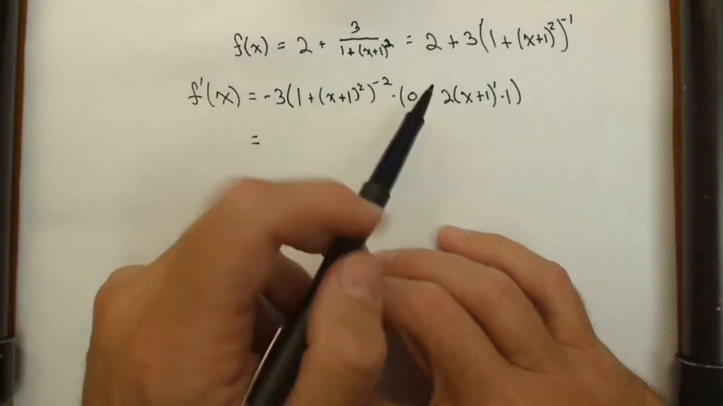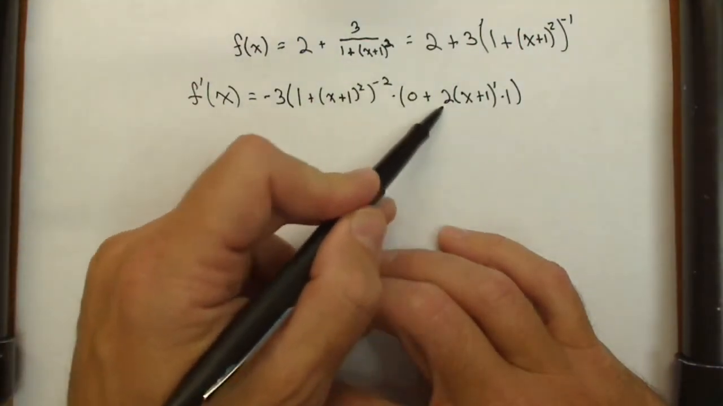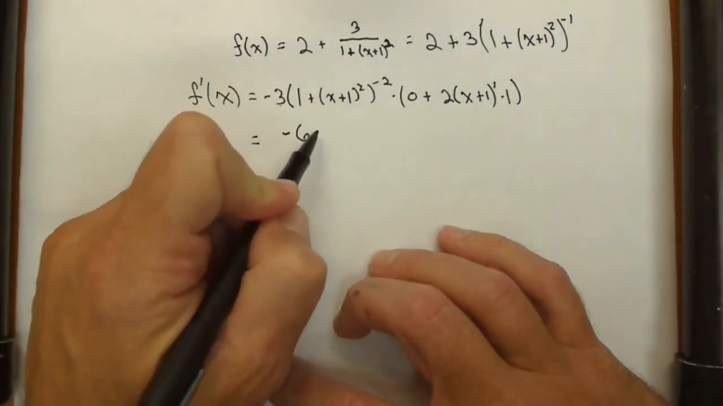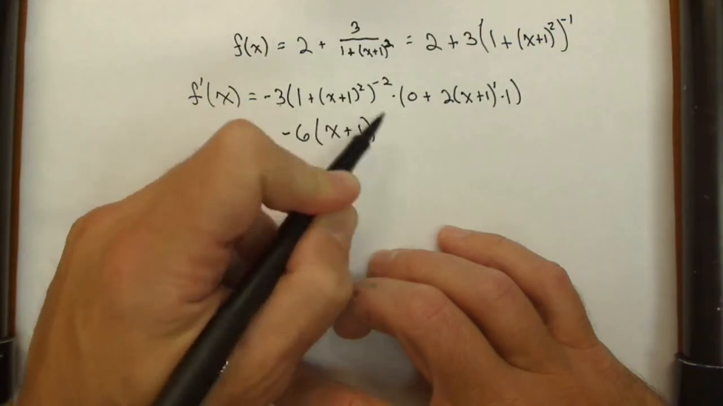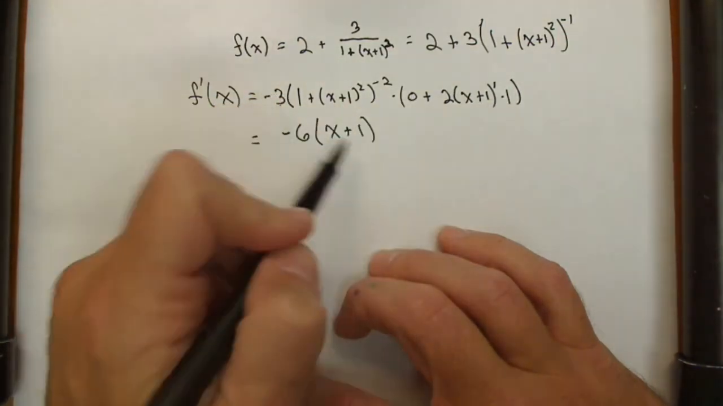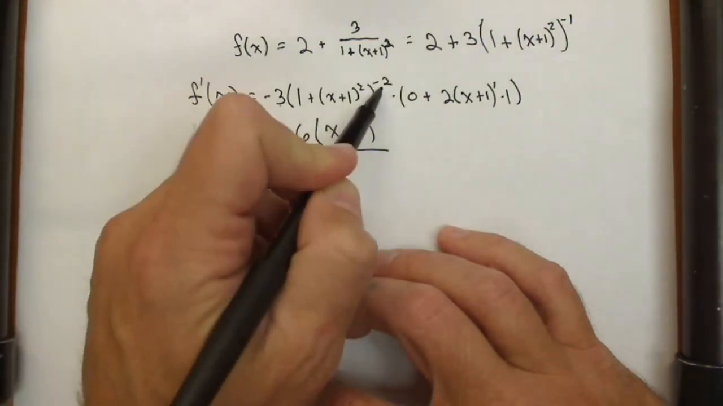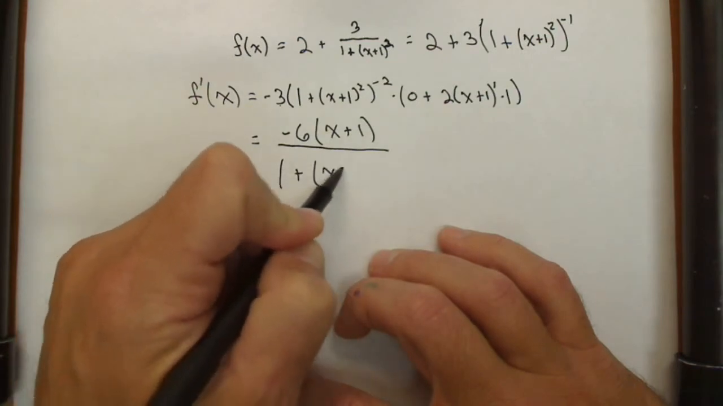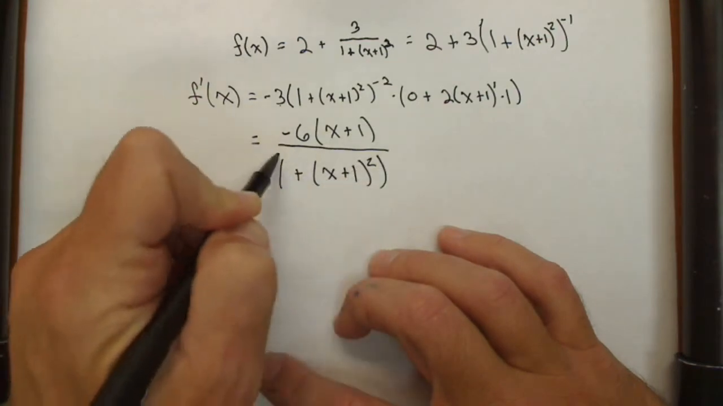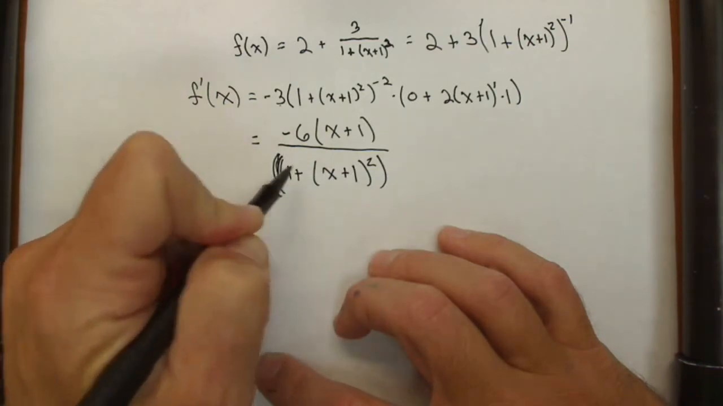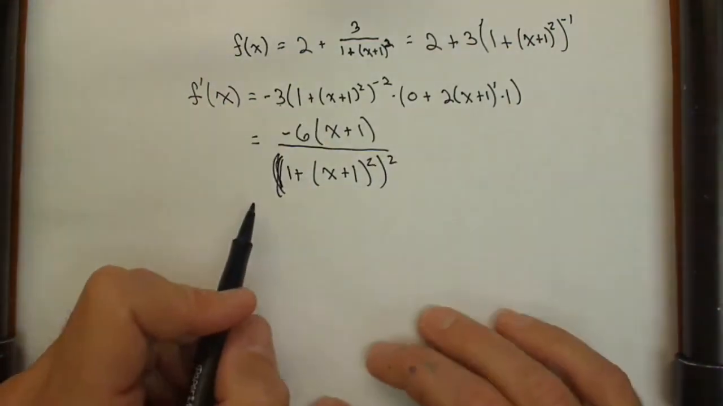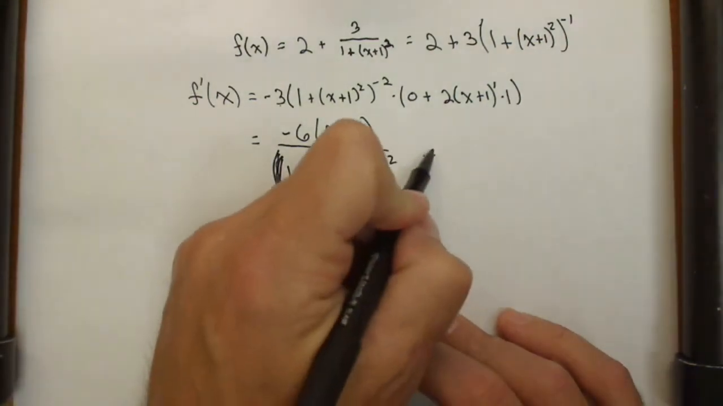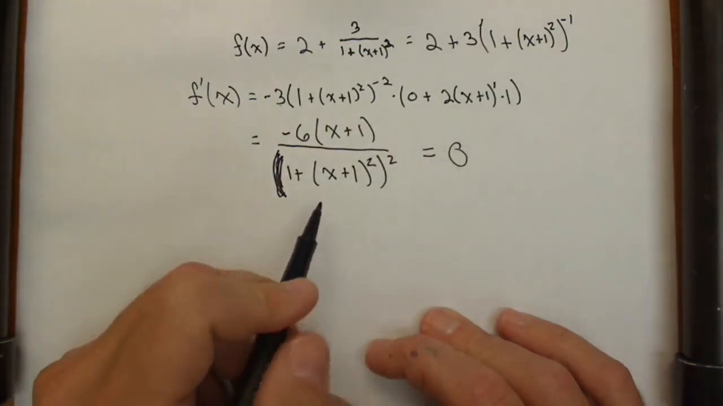So we can simplify this whole thing. This is going to go up in the numerator, as well as the negative 3. So negative 3 times the 2 gives me a negative 6 times x plus 1 in the numerator. That takes care of this whole piece and the negative 3. That negative 2 means that part's going to go in the denominator: 1 plus (x plus 1) squared, that whole denominator squared. So we're going to set this to 0 and go ahead and find out where our critical values are.